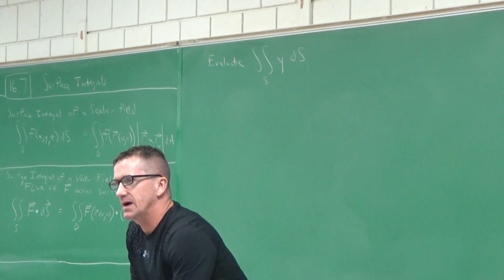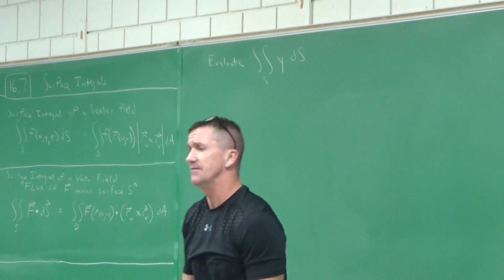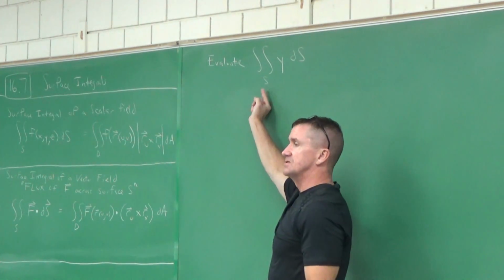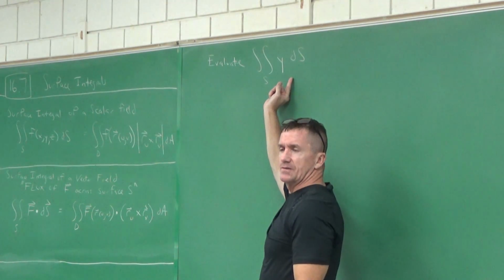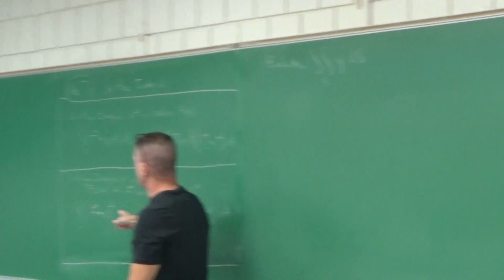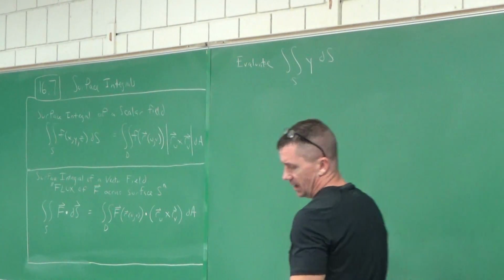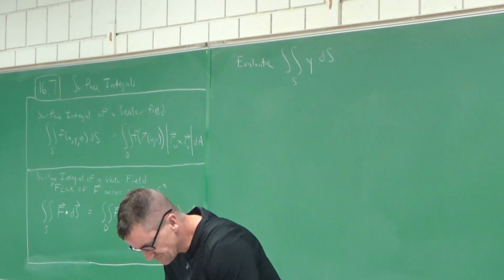Just by the notation, you can recognize that this is definitely a surface integral. But is it a scalar field or a vector field? It's of a scalar field, because you don't see the vector notation, plus they didn't mention flux or anything. And I want you to evaluate this.